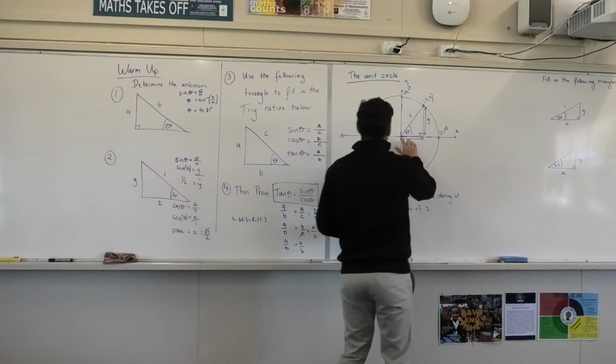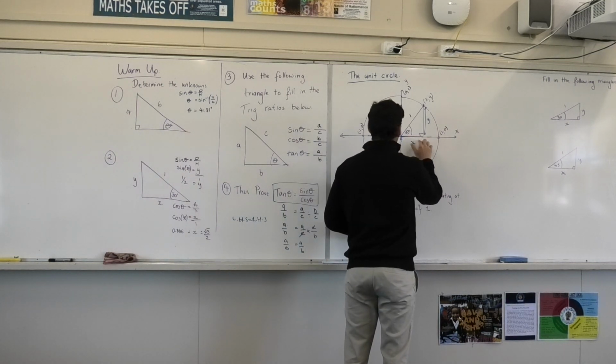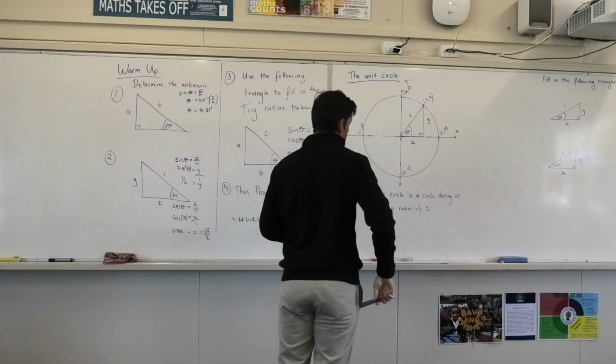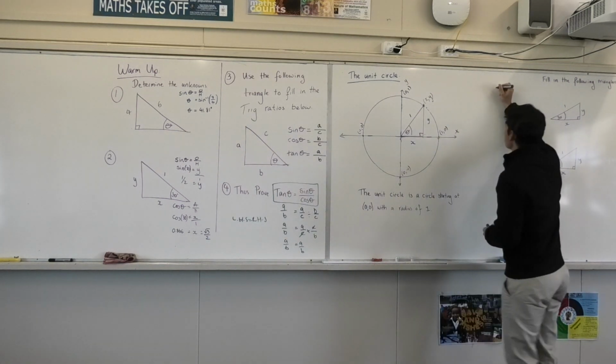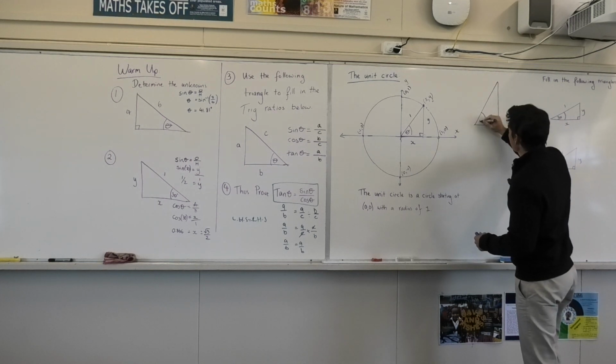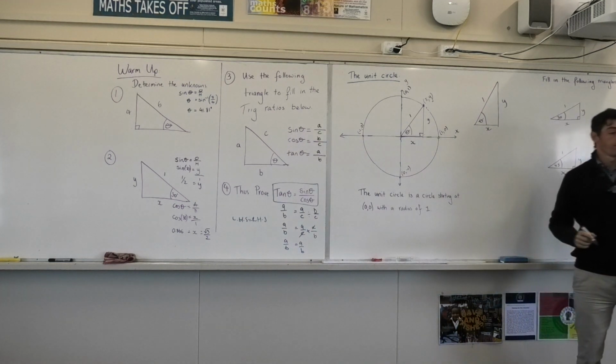If I zoom in, I'm just going to draw this triangle again, but I'm going to draw it nice and big here. So this is my triangle. It looks something like this. I've got theta, I've got y, I've got x, and I've got 1, correct?